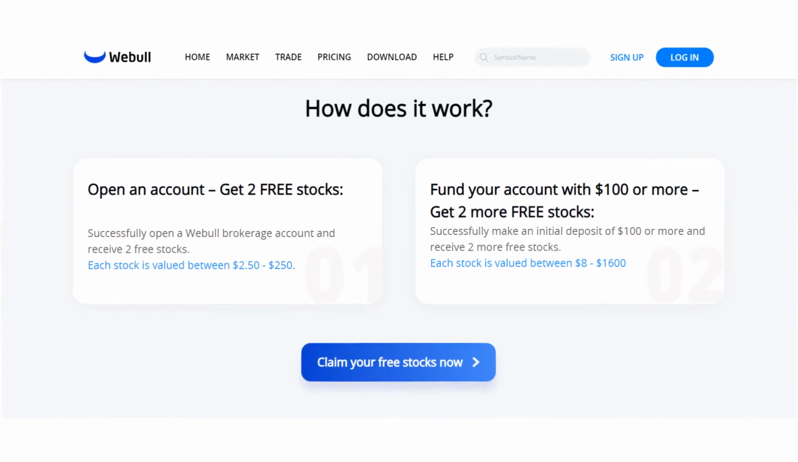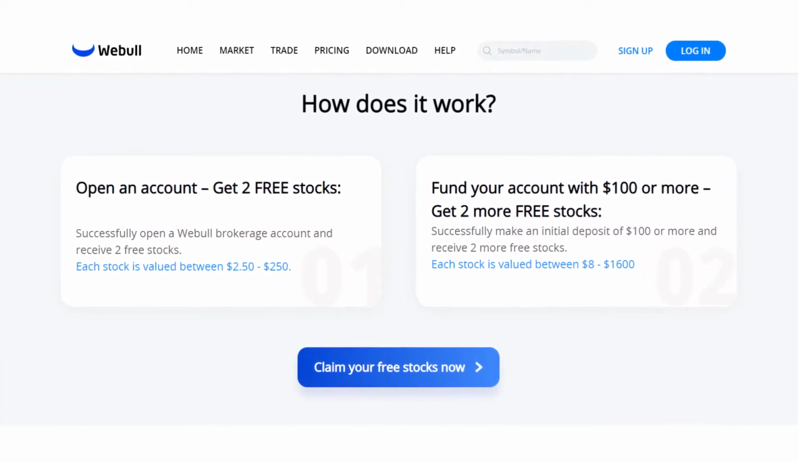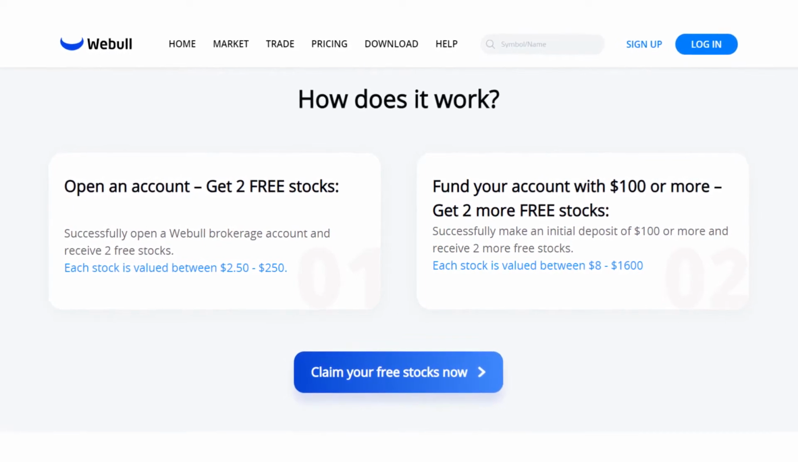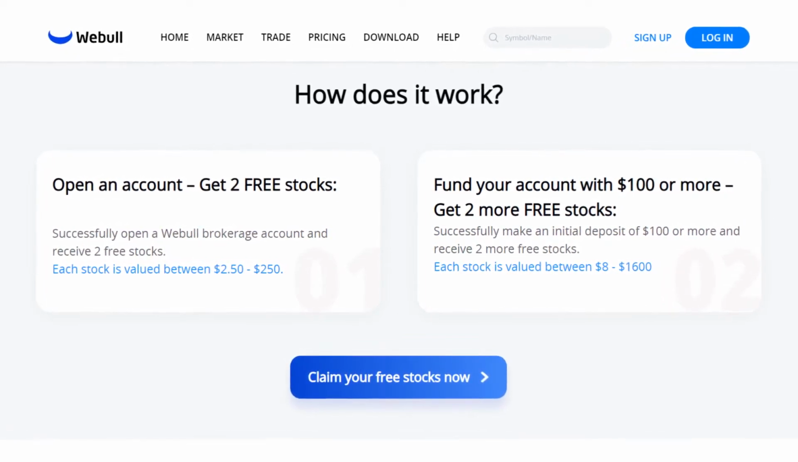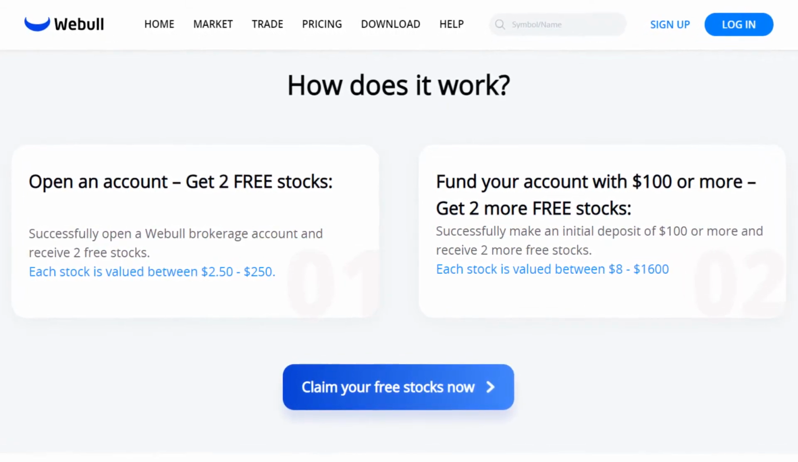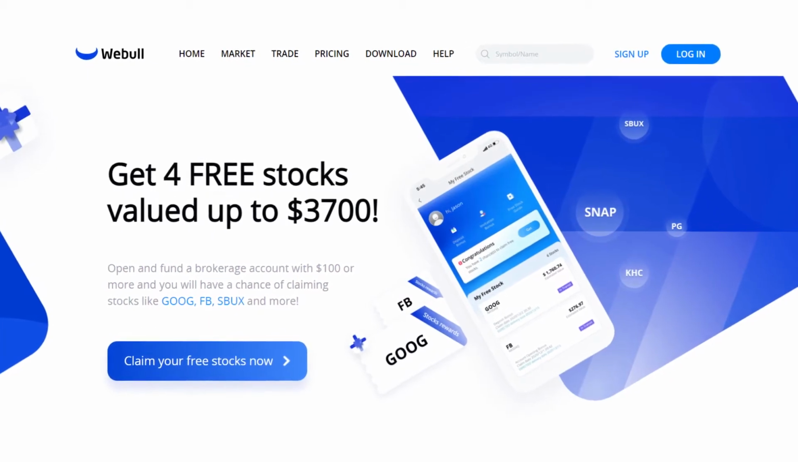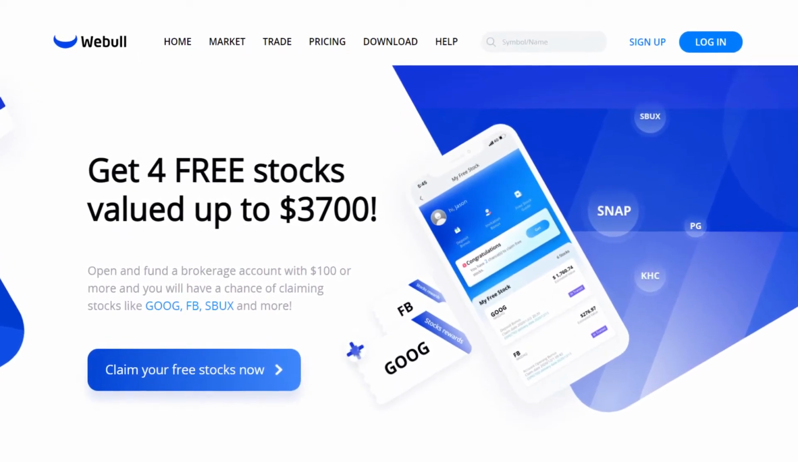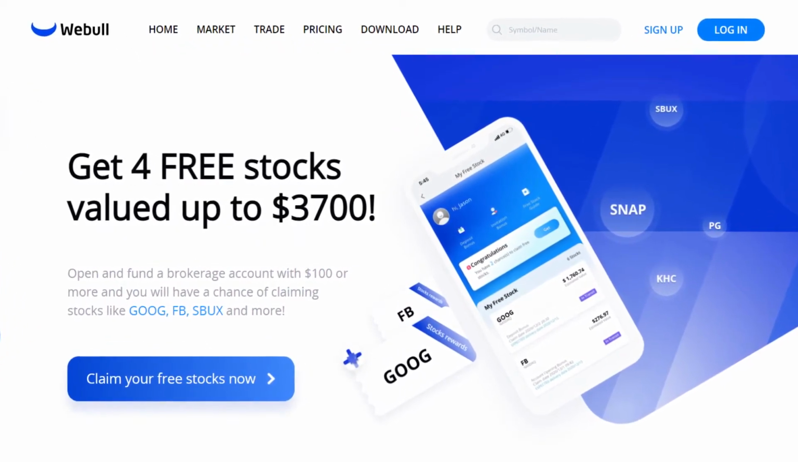When you open up an account, they'll give you 2 free stocks. Now those 2 free stocks are going to be valued anywhere between $2.50 all the way up to $250. And then second is when you deposit at least $100, could be more, but at least $100 into your account, they're going to give you another 2 free stocks. Now those 2 free stocks are going to be valued anywhere between $8 to $1,600, okay? So now you're going to have a total of 4 stocks that are going to be valued anywhere from $21 all the way to $3,700. Now isn't that great?